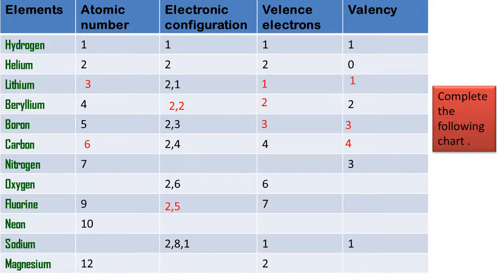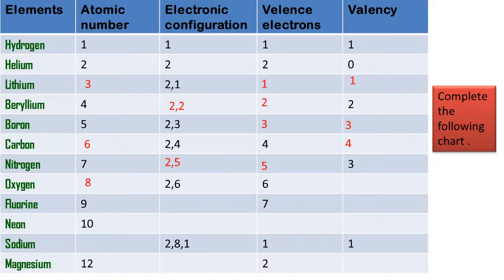And nitrogen atomic number is 7, electronic configuration is 2, 5 and valence electrons are 5. Okay, but here valency is 3. Why 3? Because in the nitrogen atom, to complete its octet state, it will require 3 more electrons. So it will easily accept 3 electrons, and that's why the valency of nitrogen is 3.